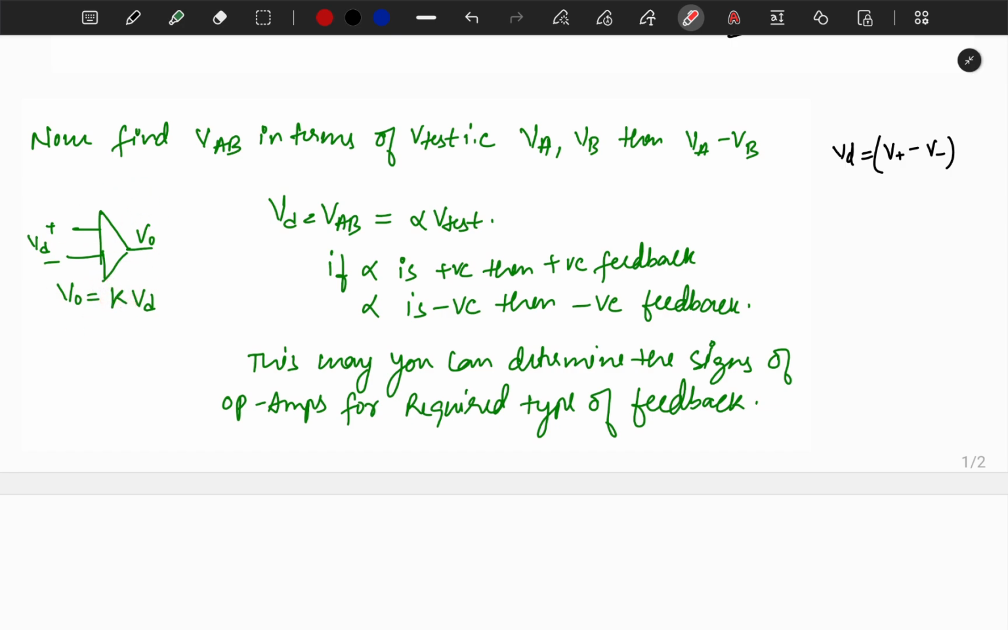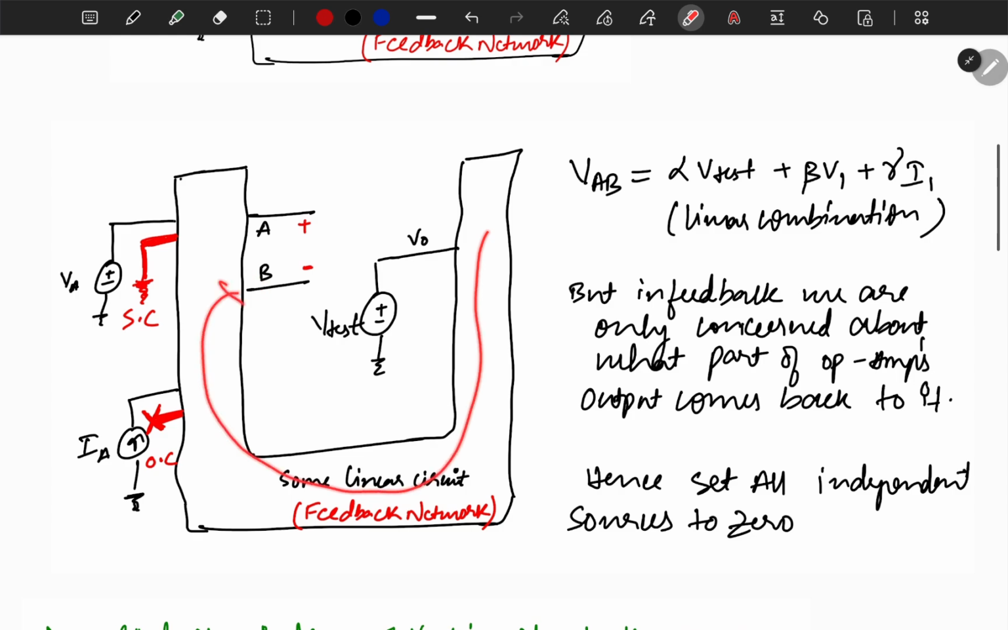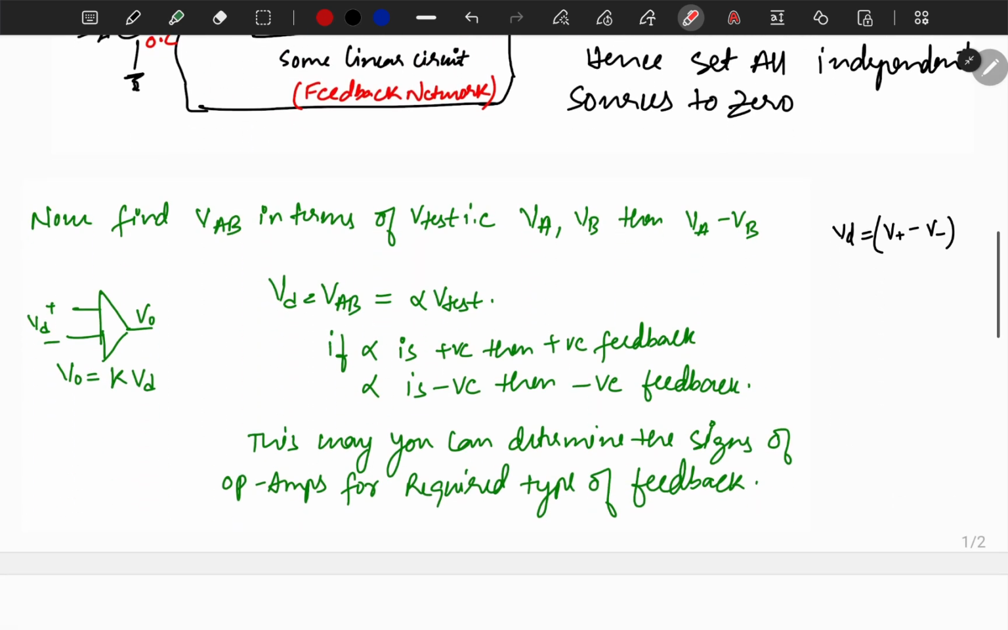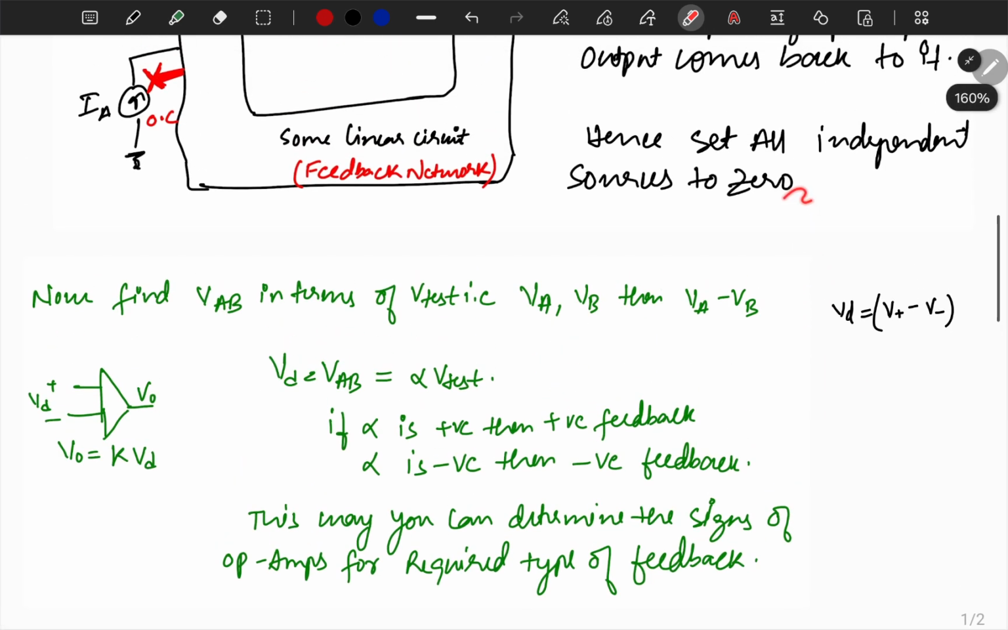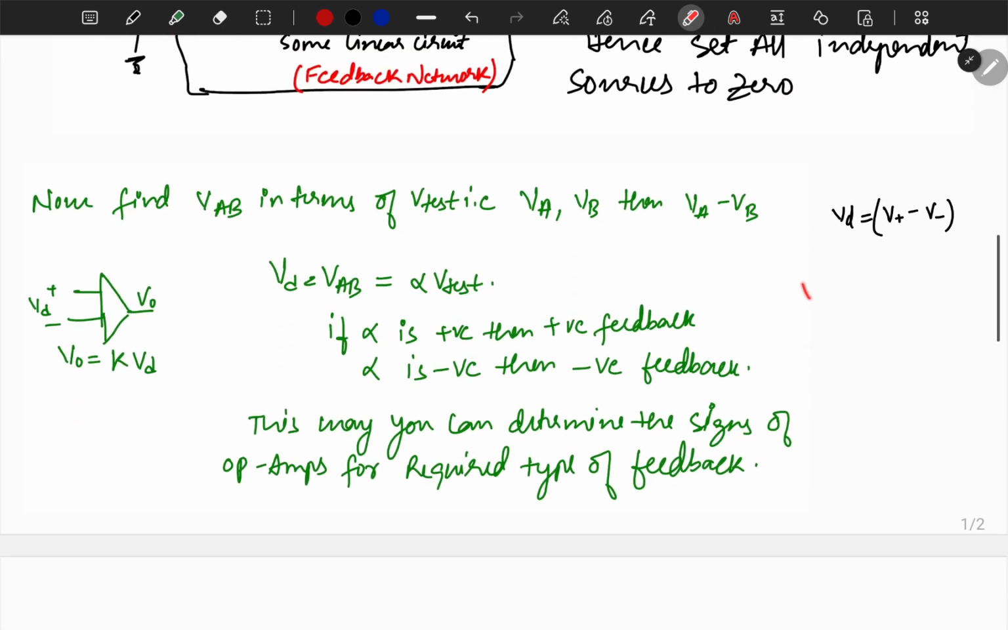And now when we solve through the linear circuit and find out what VAB is, if we find out that alpha is positive, let me draw it and you'll understand it better. So this is VA, this is VB, and we have some V test. So some part of V test is affecting the VAB. What was VAB? VAB was VA minus VB. So if the coefficient of VA minus VB, alpha, is positive, then it is positive feedback.